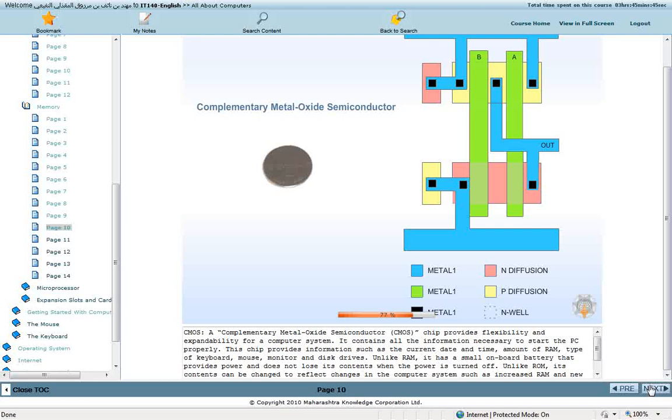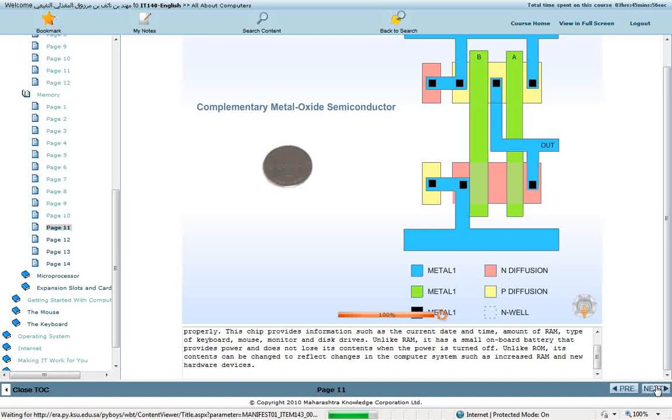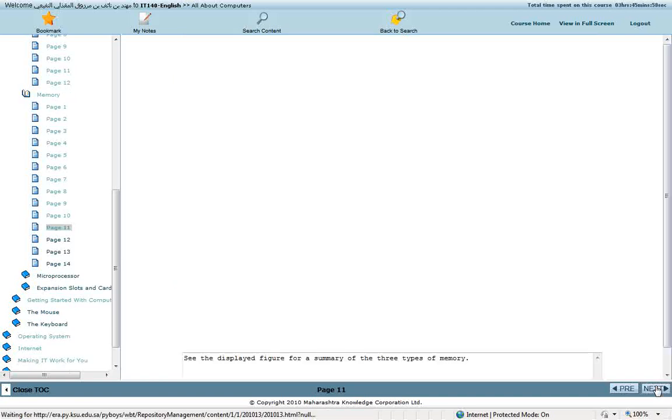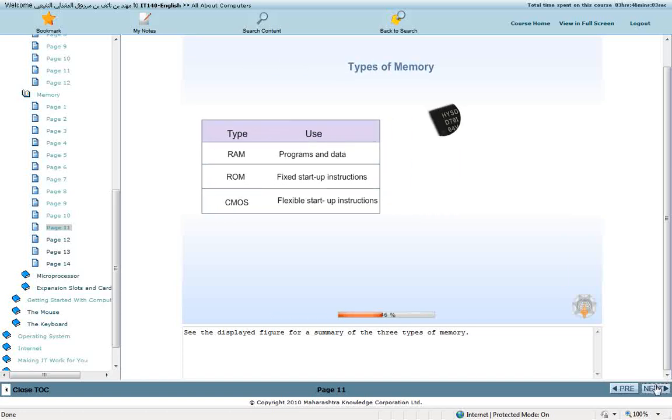Unlike ROM, its contents can be changed to reflect changes in the computer system such as increased RAM and new hardware devices. See the displayed figure for a summary of the three types of memory.